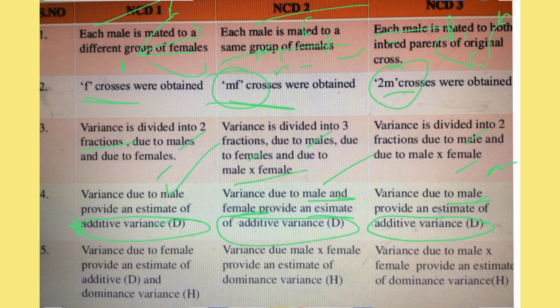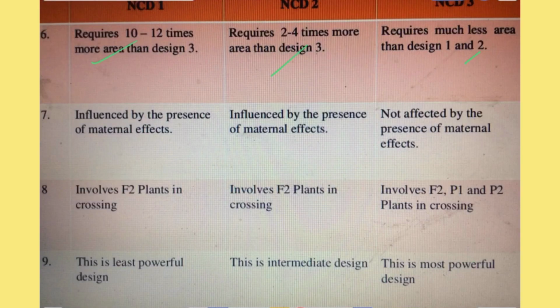And in NCD1, variance due to female provides estimates of additive and dominance variance, while the variance due to male and female gives information about dominance variance. Male and female gives information about dominance variance. These two are similar, NCD2 and NCD3. NCD1 requires a large area compared to NCD2 and NCD3. NCD3 is best because it requires less experimental area.